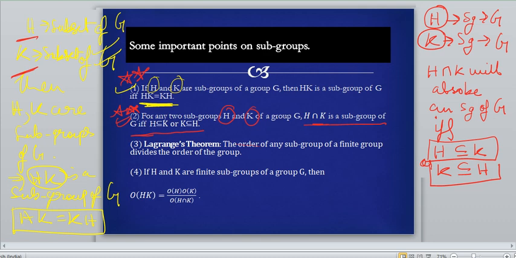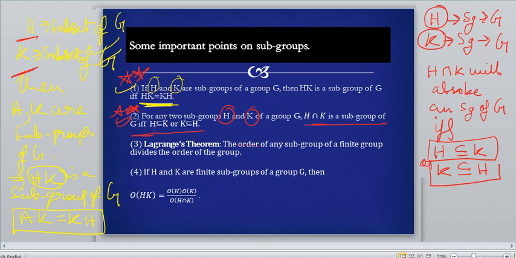We are talking a lot about subgroups. You must understand that a subgroup always follows the same rules as the group, and also there are a few conditions where it is going to be a subgroup.